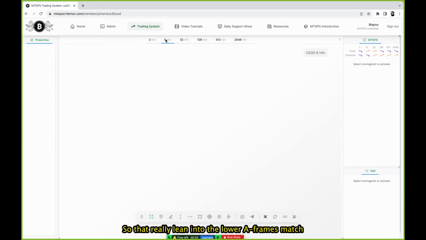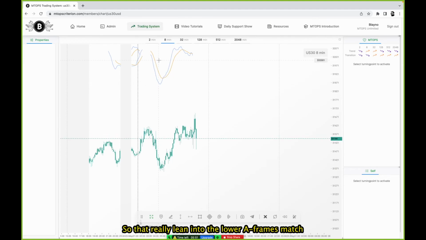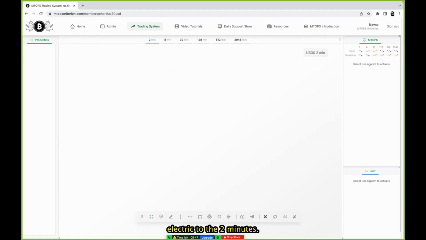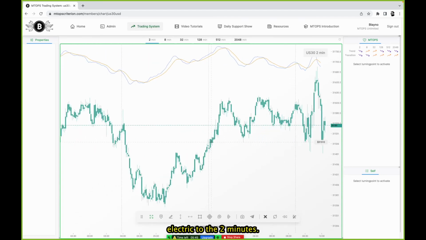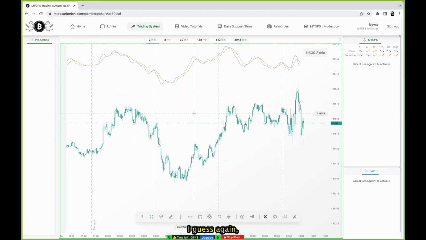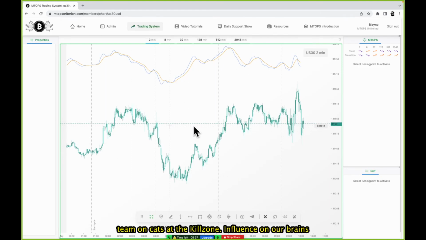It's a Monday, so I don't really lean into the lower frames too much, but let's quickly do the 2 minutes. Okay, so again, if you're confused as to why there is this ranging market, it's the kill zone influence on the higher frames that's doing this.